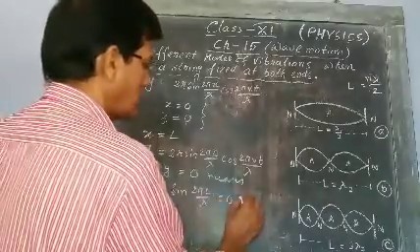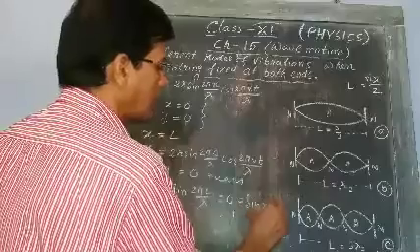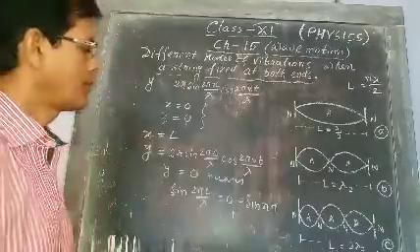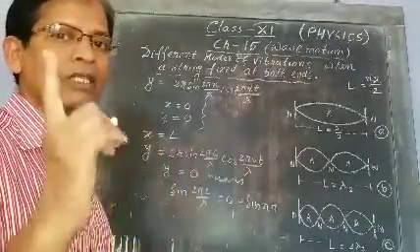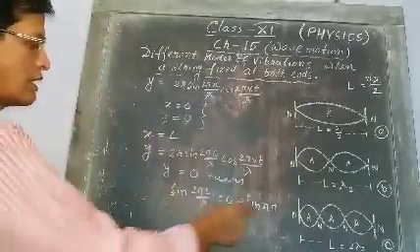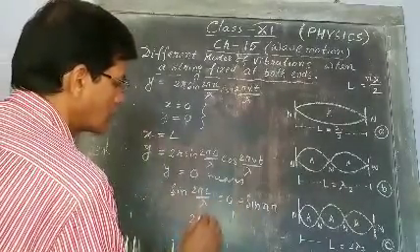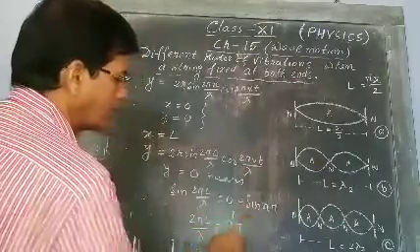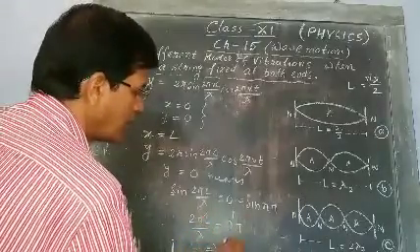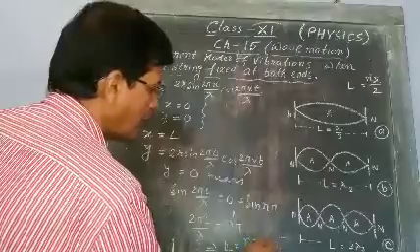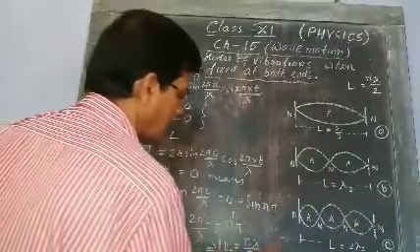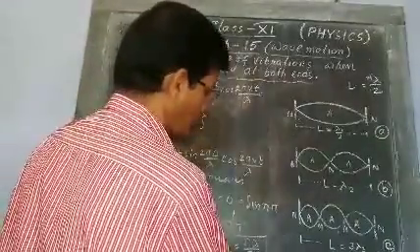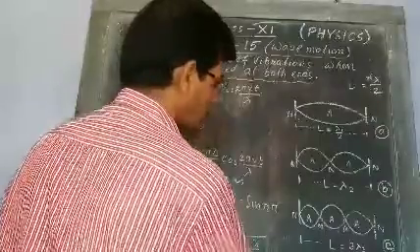Sin 0 means sin of n pi, where n is 0, 1, 2, 3, 4, and so on. Sin 0 is 0, sin pi is 0, sin 2 pi is 0, sin 3 pi is 0. So this is the general formula. From this we get 2 pi L by lambda equal to n pi. Pi cancels, so L equal to n lambda by 2, where n equal to 0, 1, 2, 3, and so on.